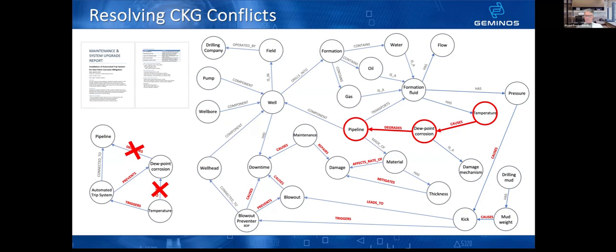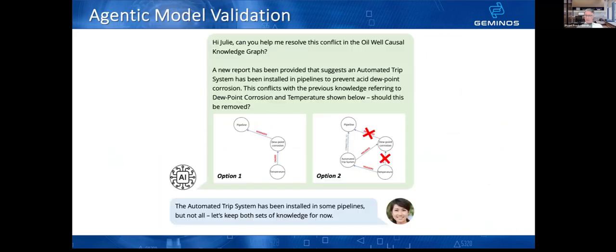Okay, now we've got two versions of the causal paths here, and we need to resolve that. First of all, the agent will detect that there is now a potential conflict. The agent will then go to the database of subject matter experts that it can ask about these questions, figure out the most appropriate person or people to ask, and explain the situation. We've just brought in this new report. There's an automated trip system to prevent dew point corrosion. It conflicts with the previous knowledge. So what should we do about it?